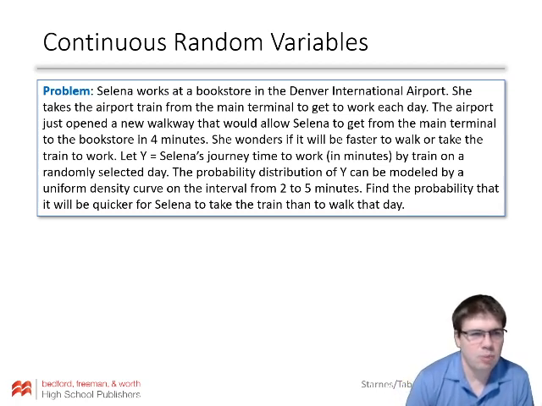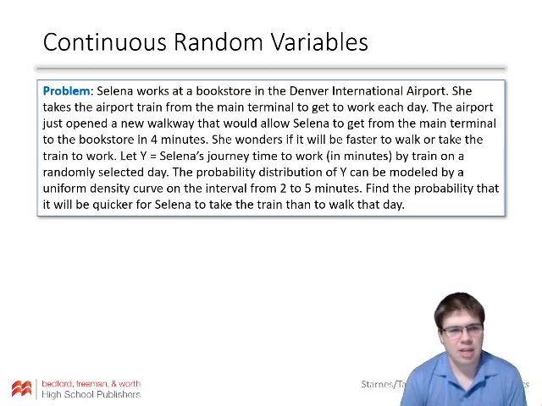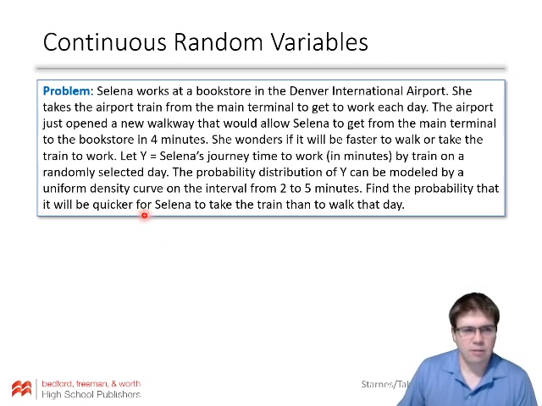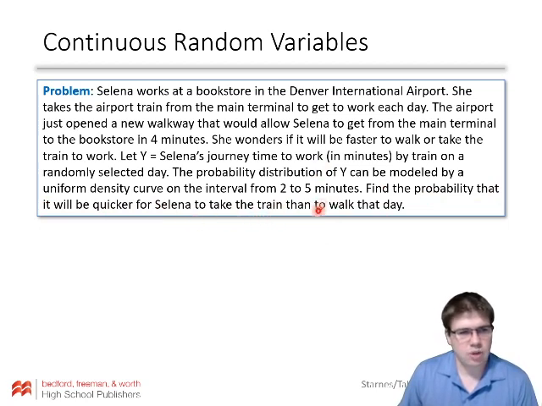She wonders if it would be faster to walk or take the train to work. Let y equal Selena's journey time to work in minutes by train on a randomly selected day. The probability distribution of y can be modeled by a uniform density curve on the interval from 2 to 5 minutes. Find the probability that it will be quicker for Selena to take the train than to walk that day.